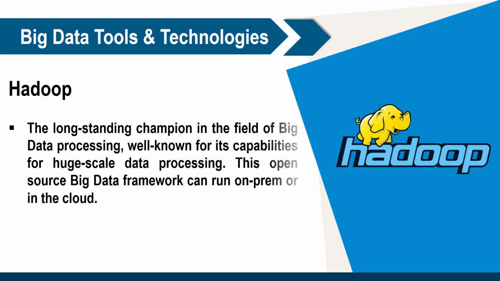The very first one is Hadoop, the long-standing champion in the field of big data management and known for its capability to process huge amounts of data. You could deploy Hadoop on premises or you could use Hadoop from cloud. There are many cloud service providers, including IBM, that provide Hadoop services on their cloud. The advantage of using Hadoop from cloud is that you get auto scaling, you get infinite scaling as well.